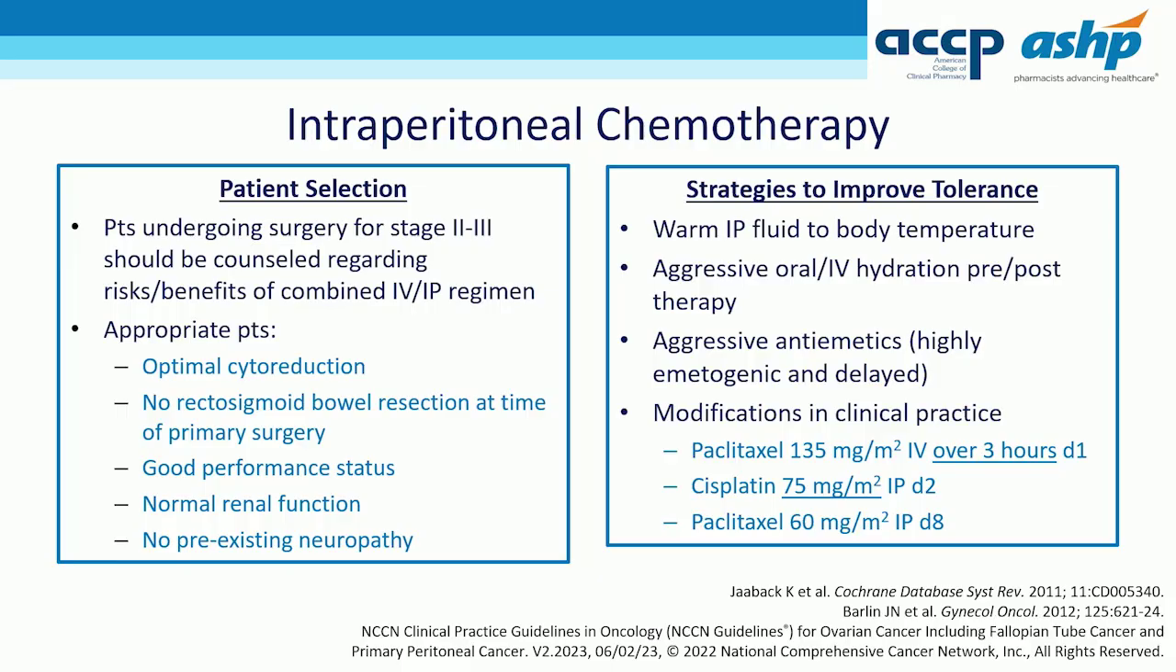And so once we have the right patient, what can we do to help them through this therapy? So one thing that we're able to do is warm that intraperitoneal fluid. We want to warm it to body temperature. We don't want to instill it at the temperature of the room because it will be quite cold and uncomfortable for the patient. And then again, you're going to want to do aggressive oral and IV hydration, both pre and post therapy. Oftentimes on day 8, when they're coming for paclitaxel, they may receive additional IV fluids just to try and help with the hydration.